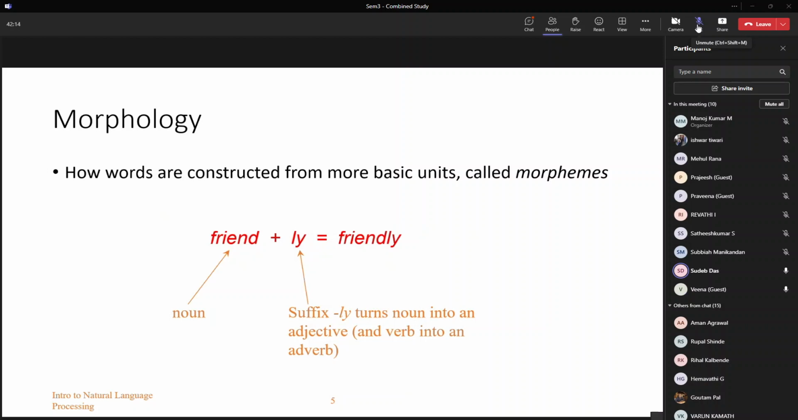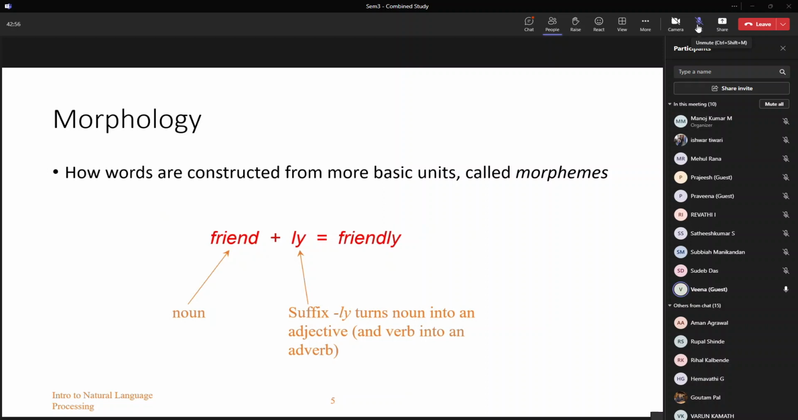What is the basic word actually? In these cases it looks like the basic word is the noun, but how is the word constructed from a more basic unit? In this case the basic unit is the noun "friend." We have learned lemma and stemming, right? The lemmas are the base units. For any word, the smallest meaningful word you can create will become the base unit.